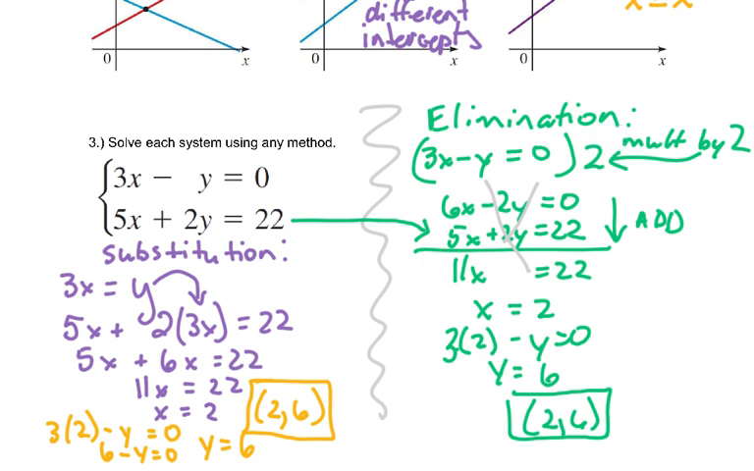And then elimination, right, we'd want to multiply that top equation by 2, and then adding straight down, and we also end up with 2, 6. I would say the level of difficulty is about the same with either method in this case. Let's look at another example.